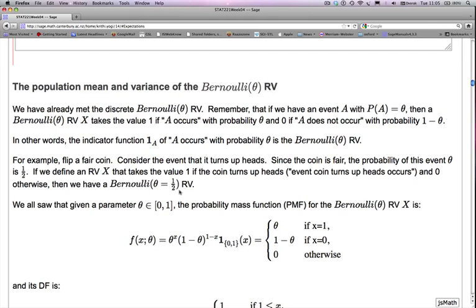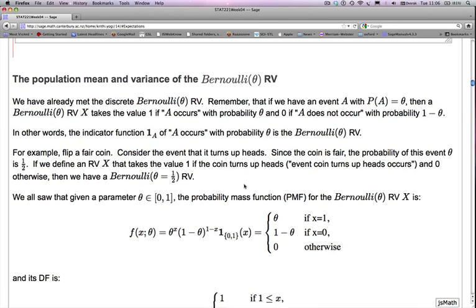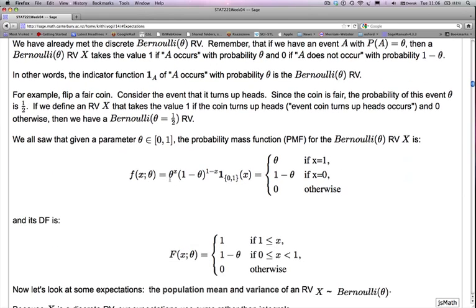And if we define a random variable x that takes the value 1 if the coin turns up heads and 0 otherwise, then we have the Bernoulli theta equals half random variable to model this flip of a fair coin, right? So we saw that the given parameter theta takes a value in the interval 0, 1. The probability mass function for the Bernoulli theta random variable x is theta if x is 1, 1 minus theta if x is 0, and 0 otherwise.